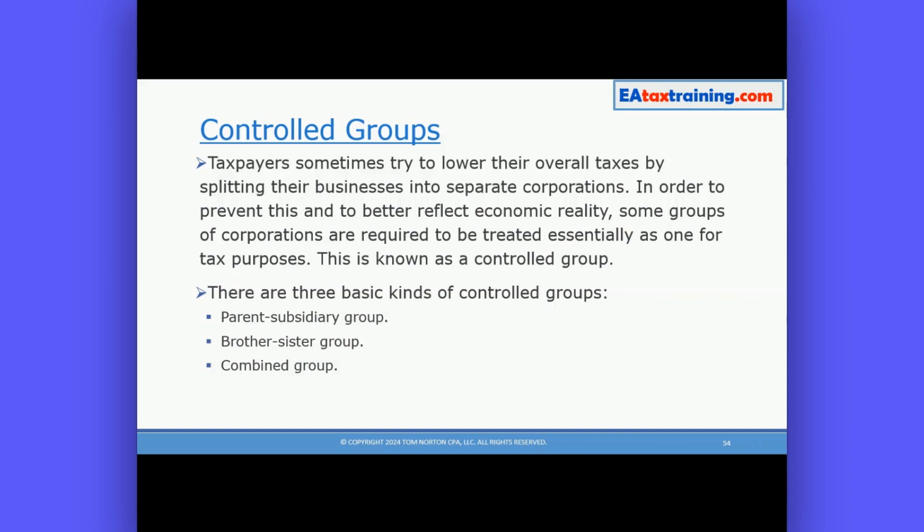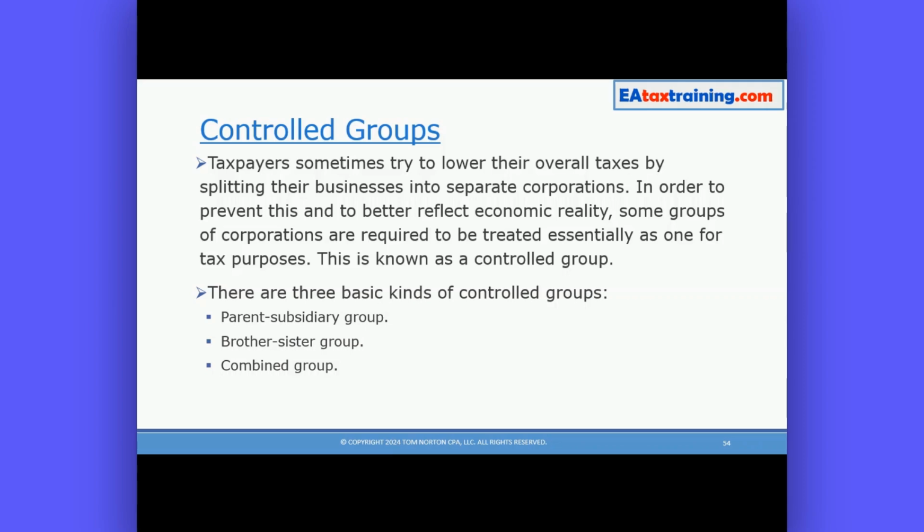So what the IRS says is if you're going to try to separate out into these separate corporations, we're not going to let you get away with that. You can go ahead and do that. You can separate out as many corporations as you want. However, if you meet certain tests, you will be considered a controlled group of corporations. And so you'll be considered all one big taxpayer. That's what this is doing. And there are three basic kinds of controlled groups: parent subsidiary group, brother sister group, and combined group. So we will talk about each of those.